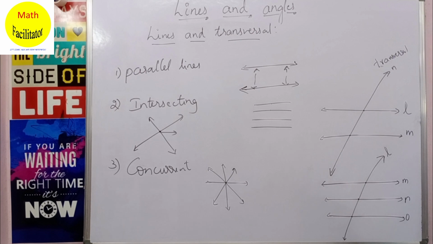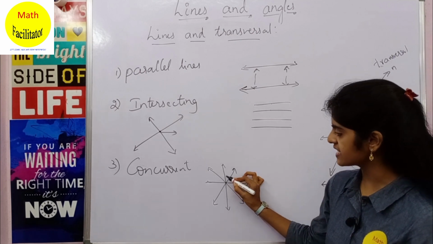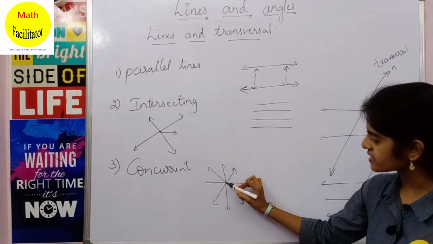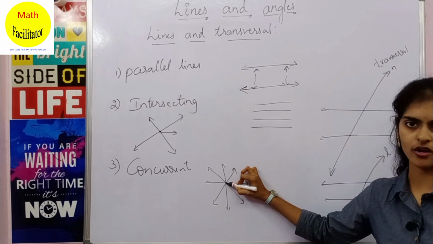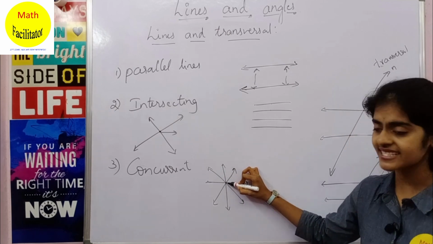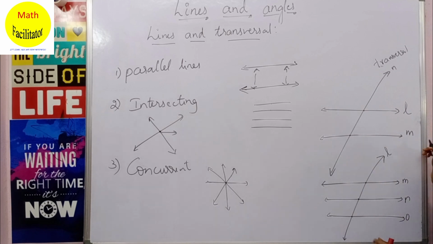Now can you call this line a transversal of these lines? No. Why? Because all these lines are meeting at a single point. It is not a different point, they are meeting at a single point. Clear? So are you clear with the concept of transversal?